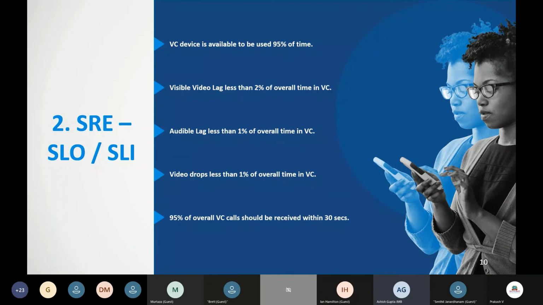So that's where they established the service level objectives. Because we have to take care of these lag issues, we have to ensure that the video drop can only be 1% of the overall time, and that 95% of the time the VC call should be received within 30 seconds. So what used to happen? You used to call from here, and there, if the person was not there to attend that call, then possibly the call got disconnected.